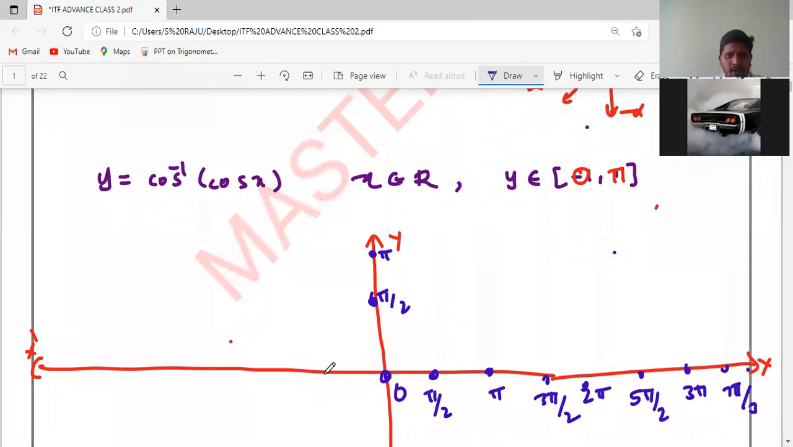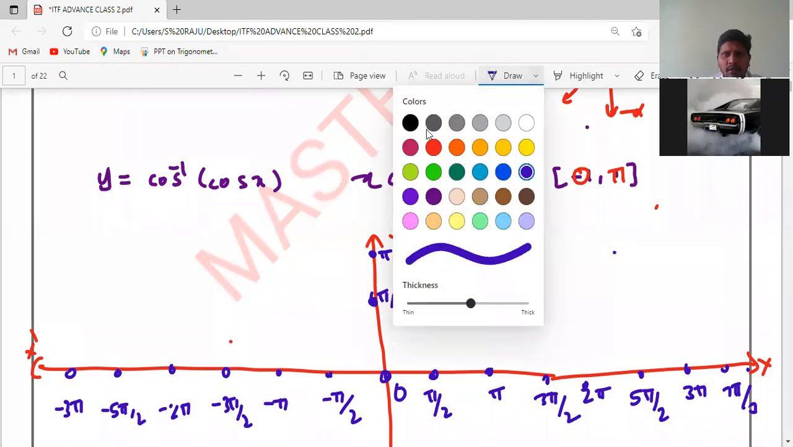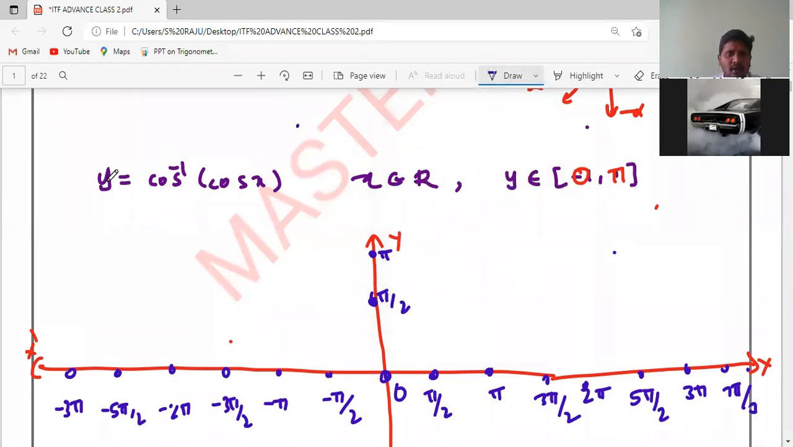4 pi, finally. In the same way, in the negative direction: minus pi by 2, minus pi, minus 3 pi by 2, minus 2 pi, minus 5 pi by 2, minus 3 pi, and so on. See, the thing is, finally here y is equal to cos inverse of cos, which gets cancelled. Finally we are going to get x alone. Whatever input we are giving, we get the same output, that is, y is equal to x.